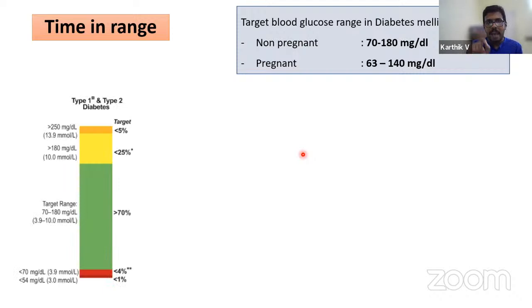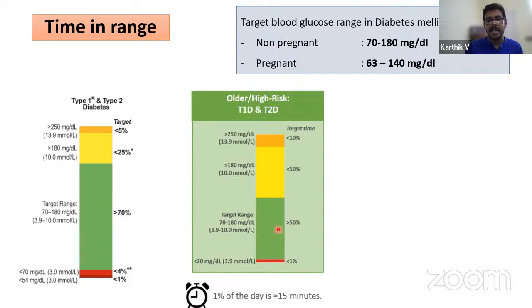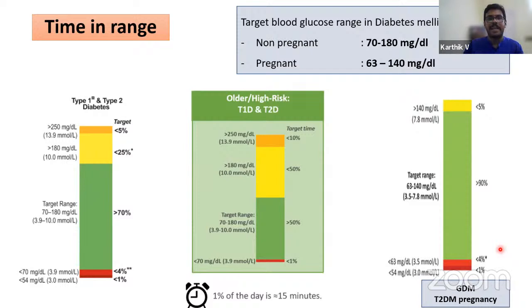And for an average diabetes patient, both type 2 diabetes and type 1 diabetes, as well as a type 1 diabetes patient who is becoming pregnant, the target time in range is 70%. So 70% of the time, the patient's plasma glucose should be ranging between 70 to 180 if the patient is non-pregnant and 63 to 140 if the patient is pregnant. And you have different time in range for different patient groups. For elderly, your time in range is at least 50%. And for gestational diabetes mellitus and type 2 diabetes patients who are getting pregnant, the time in range is more than 90%.